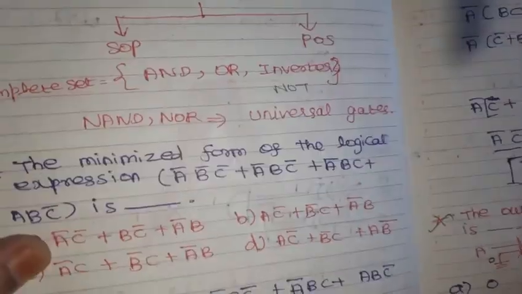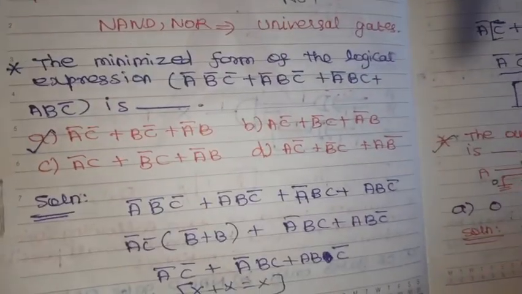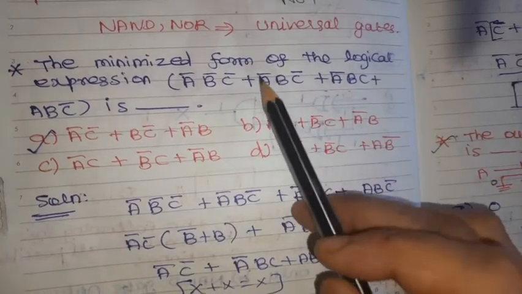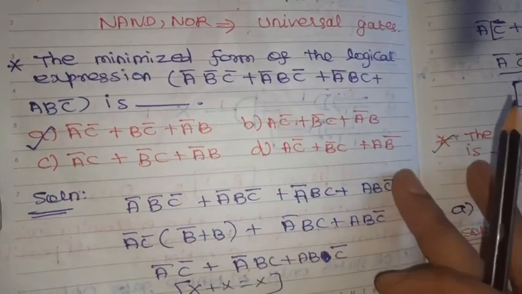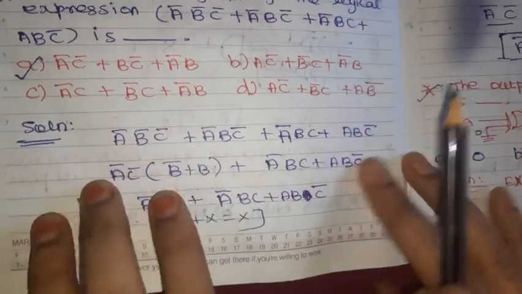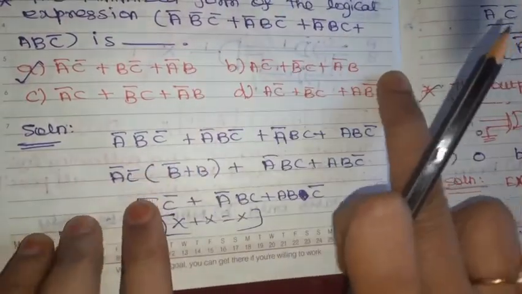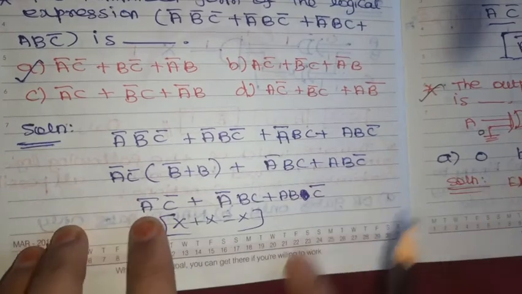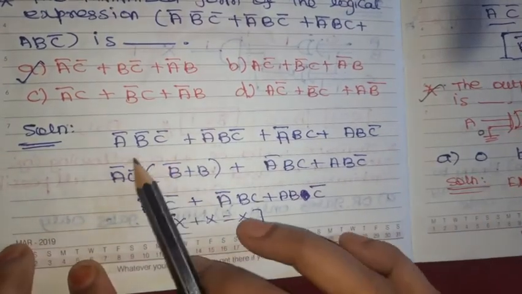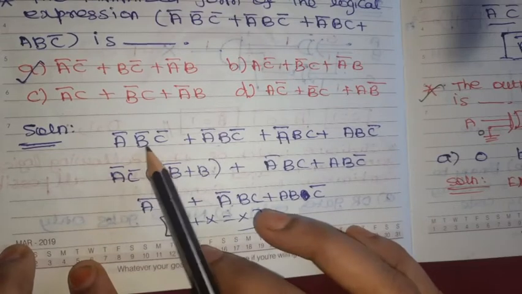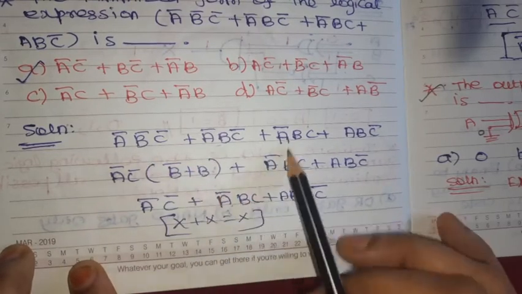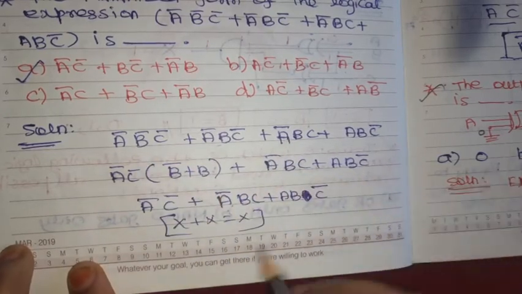Then move on to the next problem. So the minimized form of the given logical expression. We need to minimize the given logical expression. See, just copy down the logical expression given in the problem. We'll see how to minimize from these two. Okay, what will be the common? A bar, C bar is common. So then B plus B bar, plus A bar B C plus A B C bar.